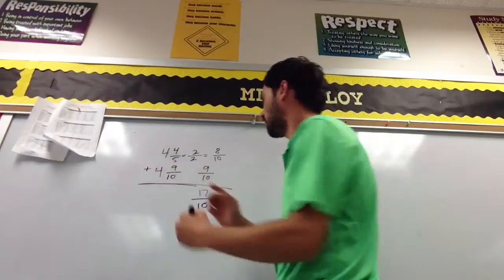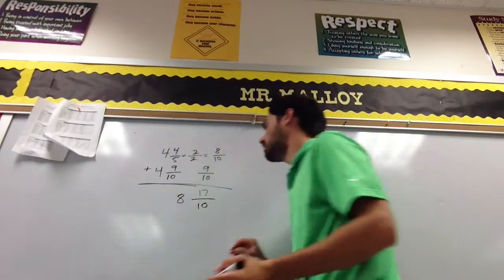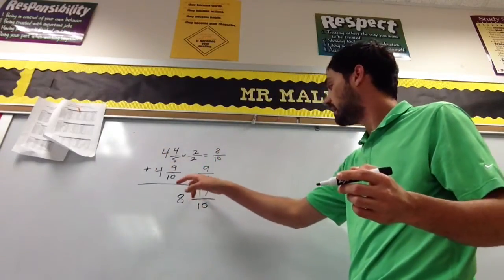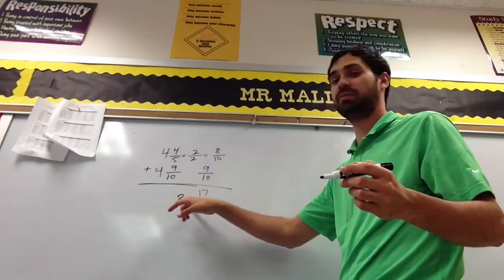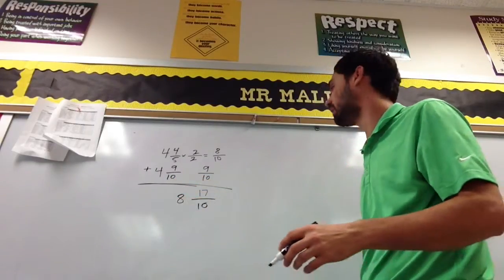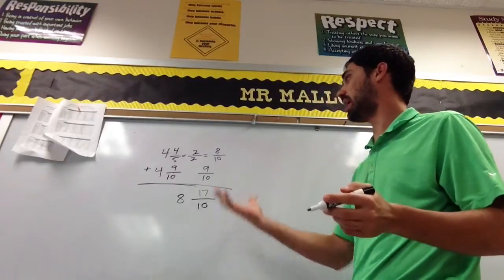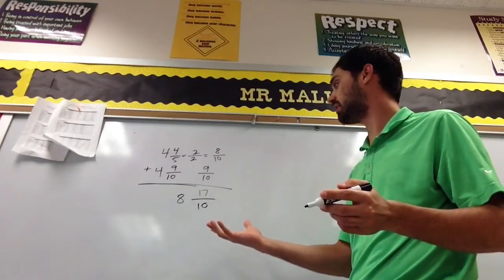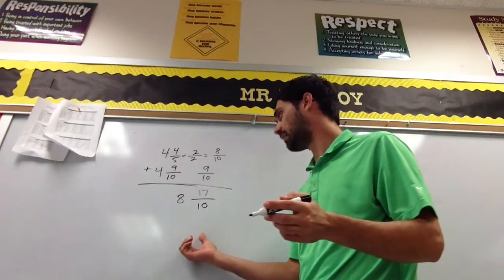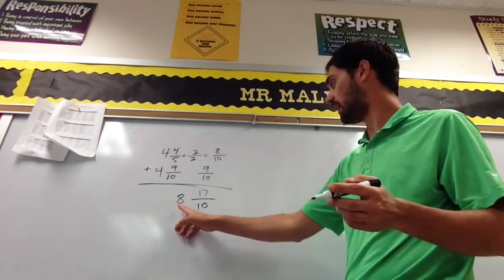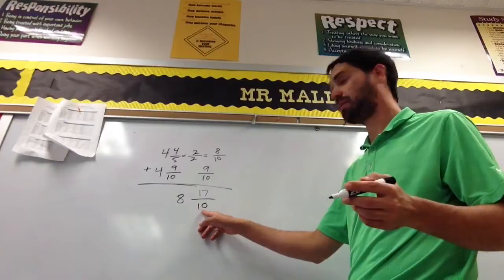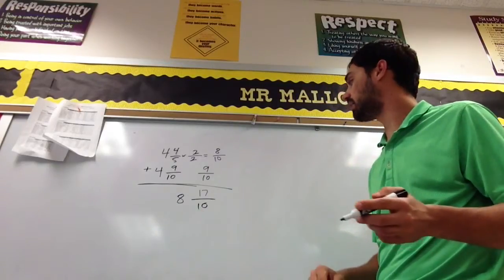Then I have 4 and 4 is 8. So technically 8 and 17/10 is correct. However, for functionality of these numbers, if you have a job where you're going to have to add or subtract fractions, it is not very functional to have a mixed number with an improper fraction. So we have to do something here.